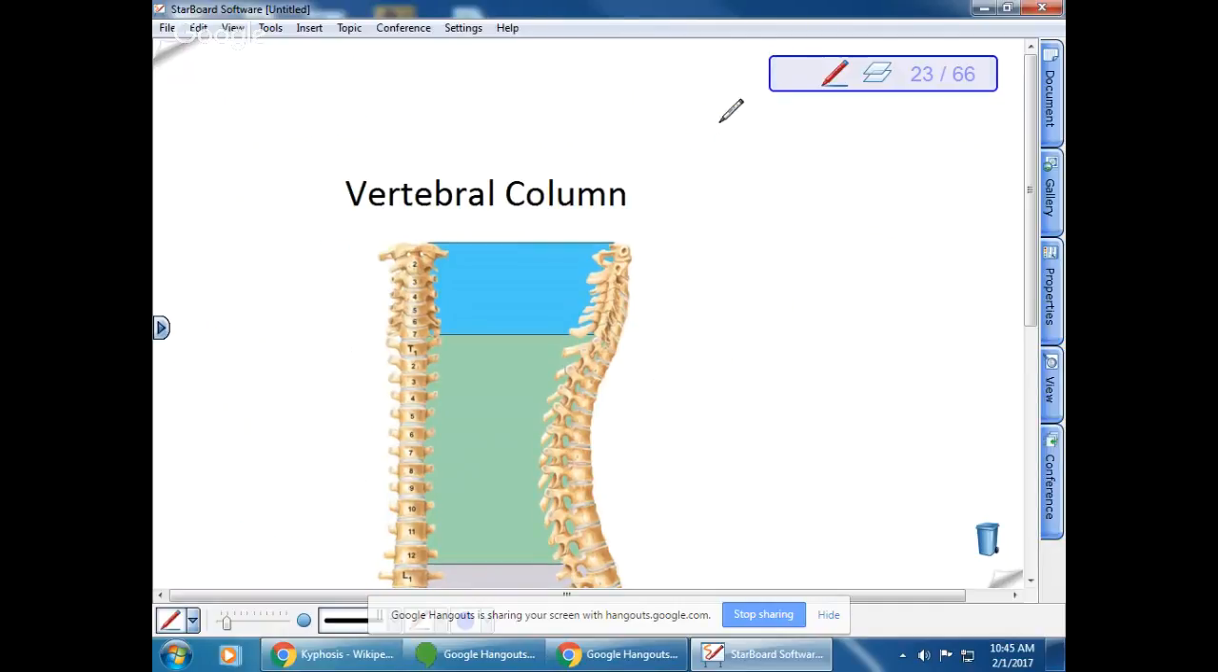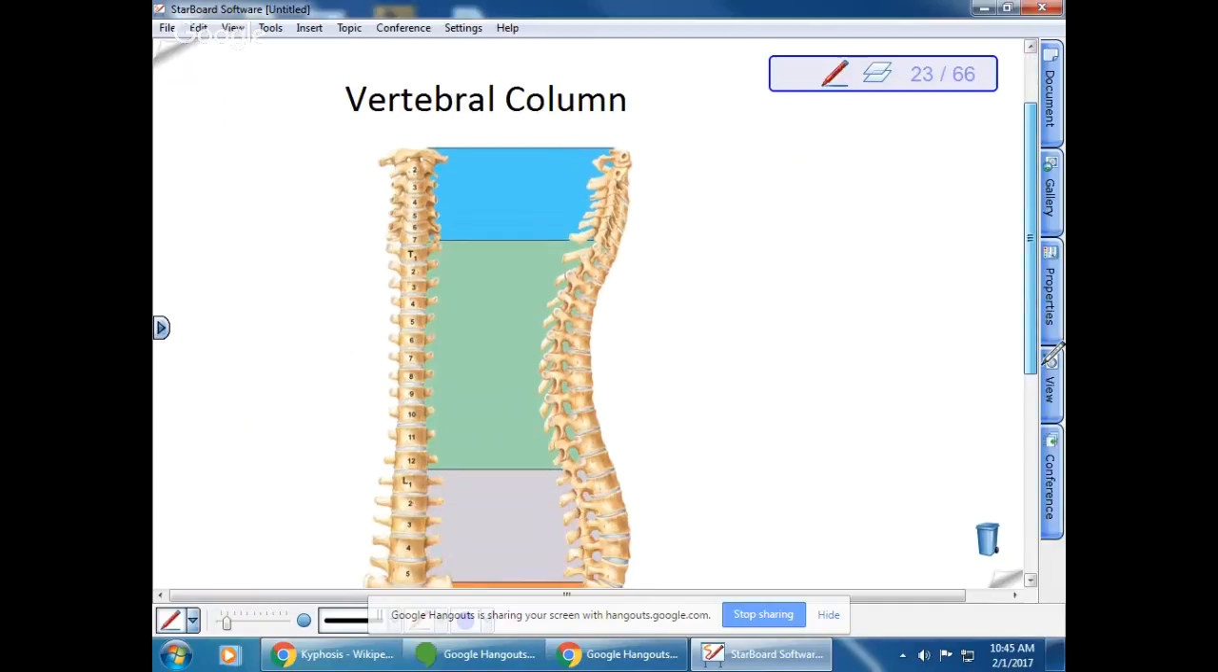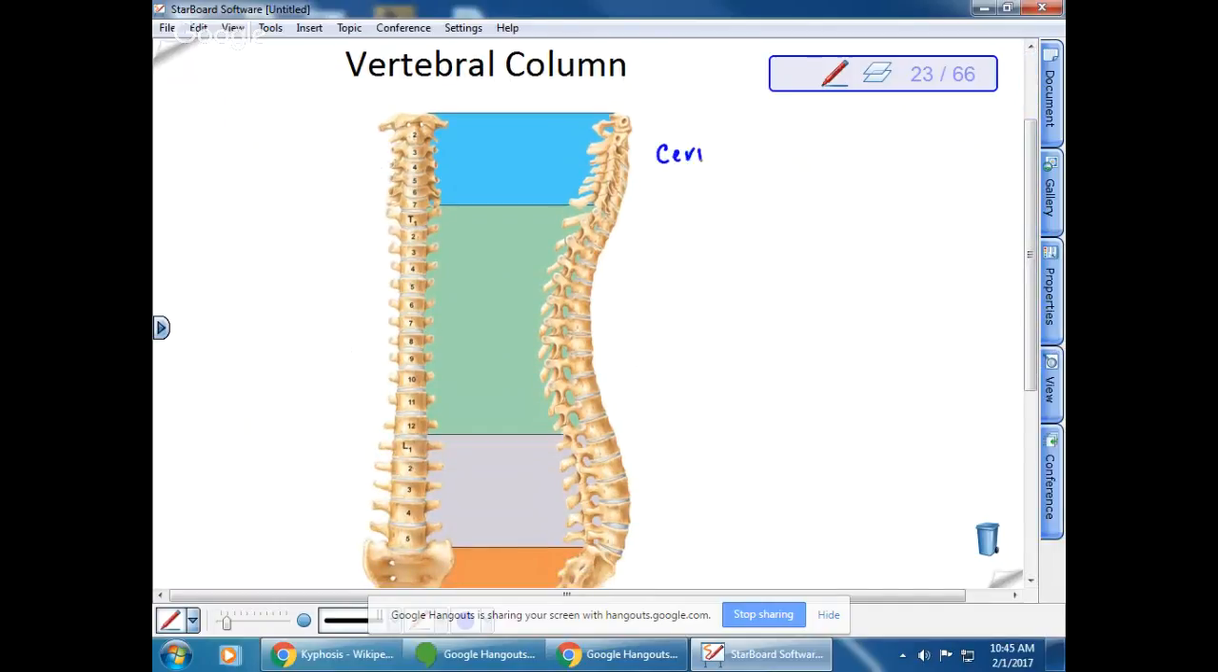The next part of the axial skeleton is the vertebral column. I didn't give you this diagram, but I wanted to point out that in this diagram, you can see the normal curvatures of the spine. So this region is called the cervical region. The cervical is the neck. How many cervical vertebrae do we have? 7. Okay.